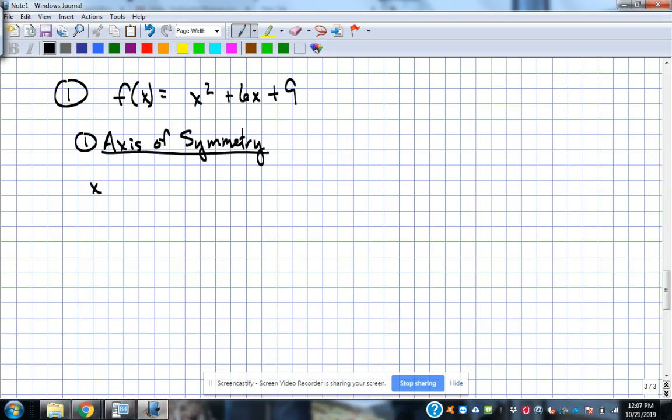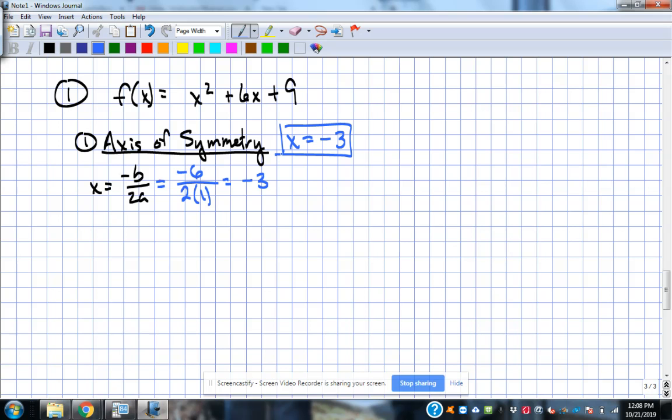Remember the little formula is x equals negative b divided by 2a. So we're going to plug in the information that we know from our problem. Negative b would be negative 6. 2a would be 2 times 1. And we want to simplify that. So negative 6 divided by 2 times 1 would be negative 3. So the answer to the axis of symmetry is x equals negative 3.